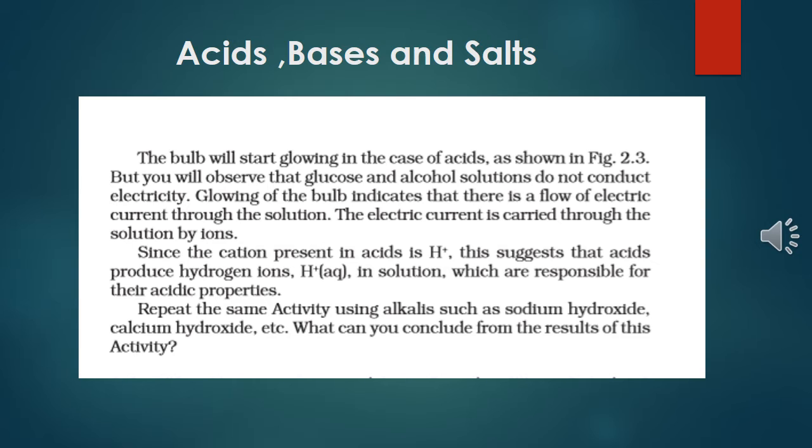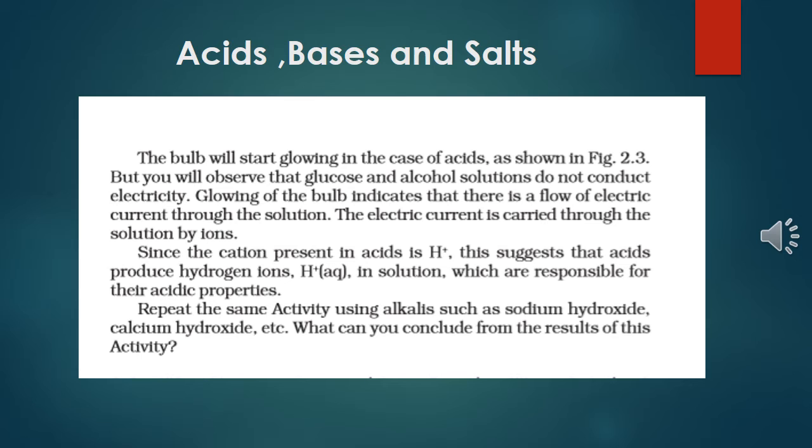Repeat the same activity using alkalis, meaning bases, such as sodium hydroxide and calcium hydroxide, and again state the conclusion about your result. So student, here you have observed that the bulb glows only in the case of acid. Why? Because acid has an ion, the hydrogen ion, which is free to move, and that is why it establishes a path to conduct electricity and glow the bulb.